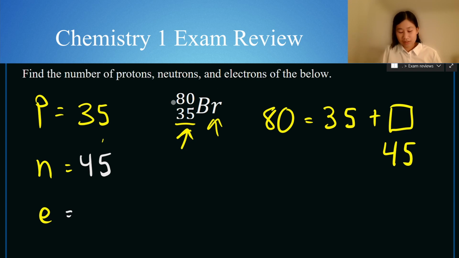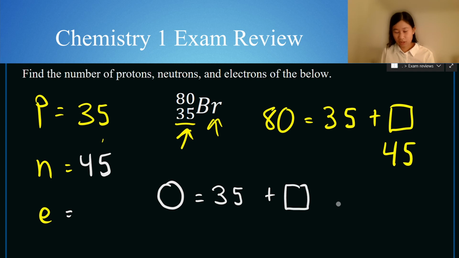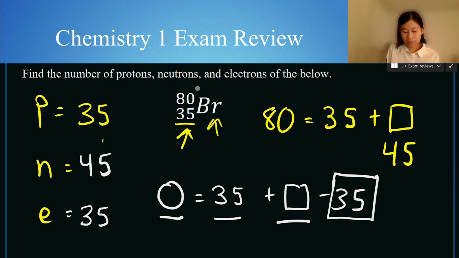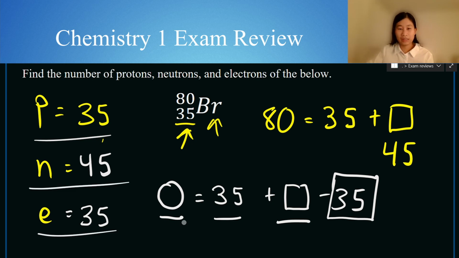Okay, so looking at this atom right here, there is no charge, meaning that it has a 0 or neutral charge. So in the end, we want our total to be 0, and it's going to be what we know plus what we don't know. So we know the number of protons, and we're going to add something to make it 0. So this will be negative 35, which means we have 35 electrons. So to find the number of electrons, you're going to do total charge equals protons plus electrons. To summarize, for this isotope of bromine, we have 35 protons, 45 neutrons, and 35 electrons.